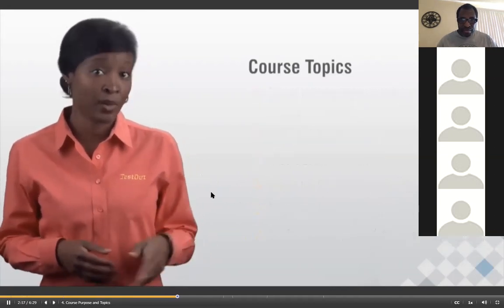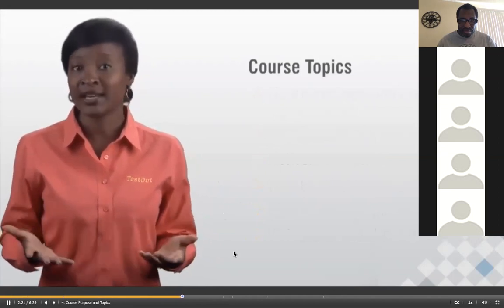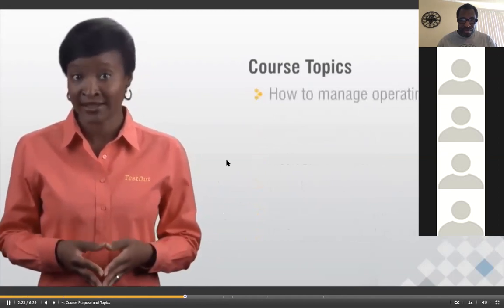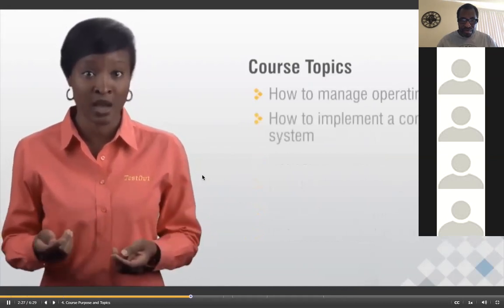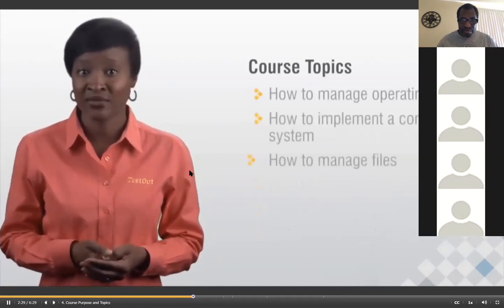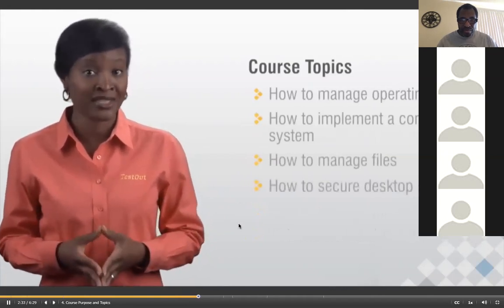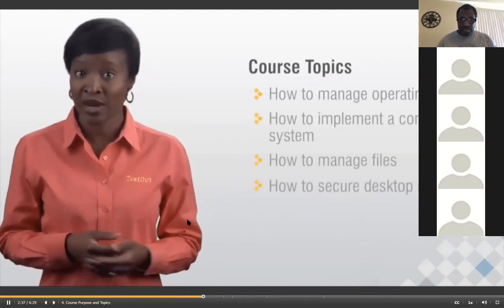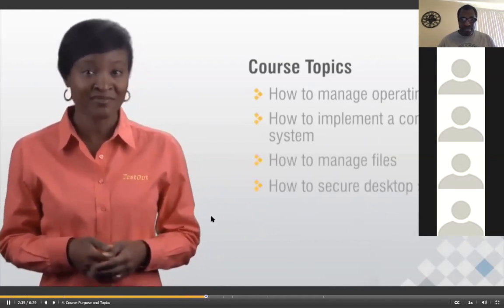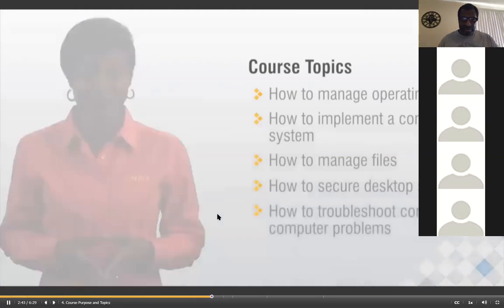Then we'll move away from hardware and discuss the software that runs on a computer system. We'll discuss how to manage desktop operating systems. We'll talk about how to implement a computer system from a hardware and software perspective, and how to manage files in the file system. Then we'll look at how to secure desktop systems. Specifically, we'll discuss how to make sure that the right people are able to access the right information. And throughout the course, you'll learn how to troubleshoot common computer problems.